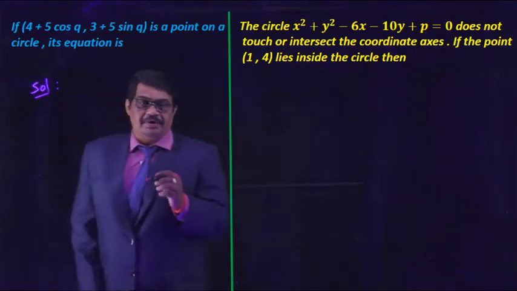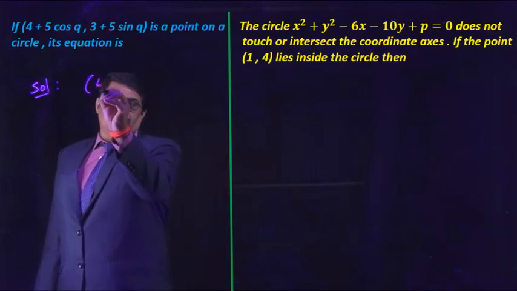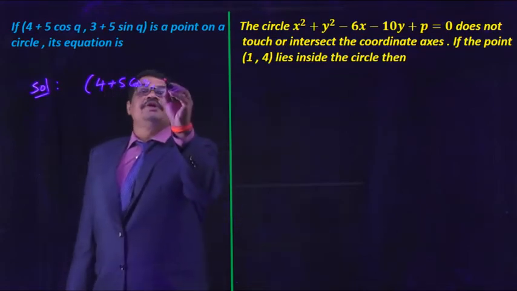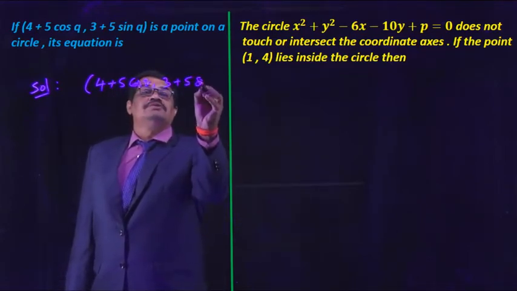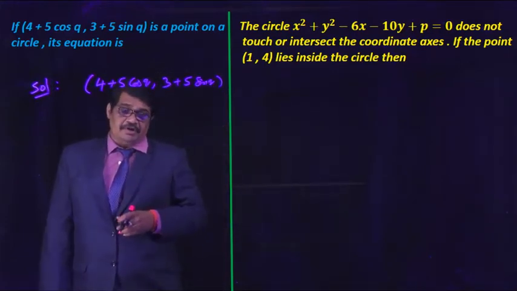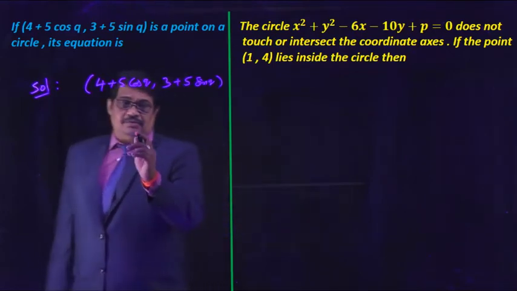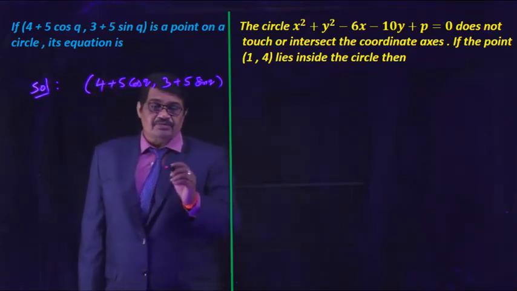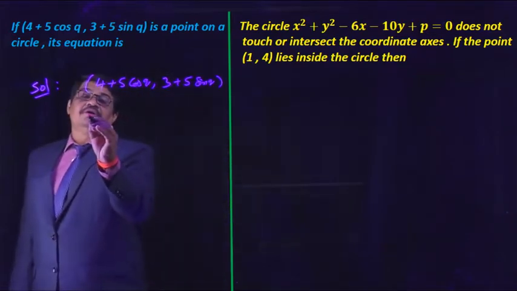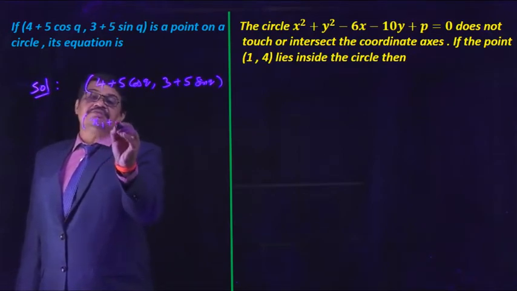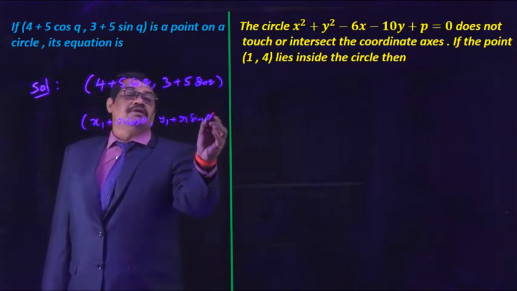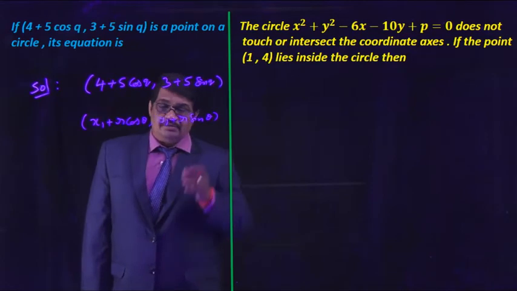What is the given parametric point? That is 4 plus 5 cos theta and 3 plus 5 sin theta. This is the parametric point. What is the parametric point on the circle? That is x1 plus r cos theta, y1 plus r sin theta. This is the parametric point on the circle.